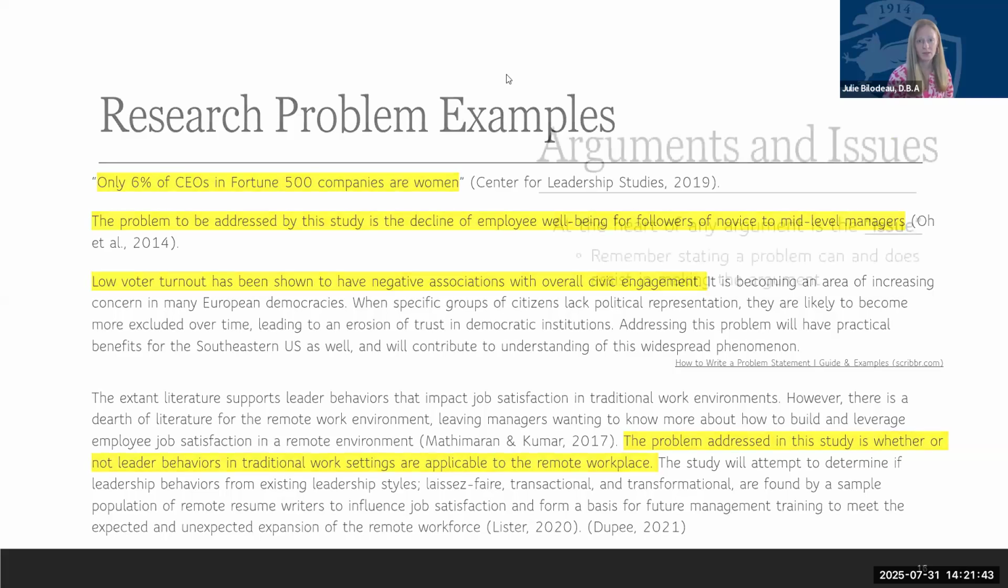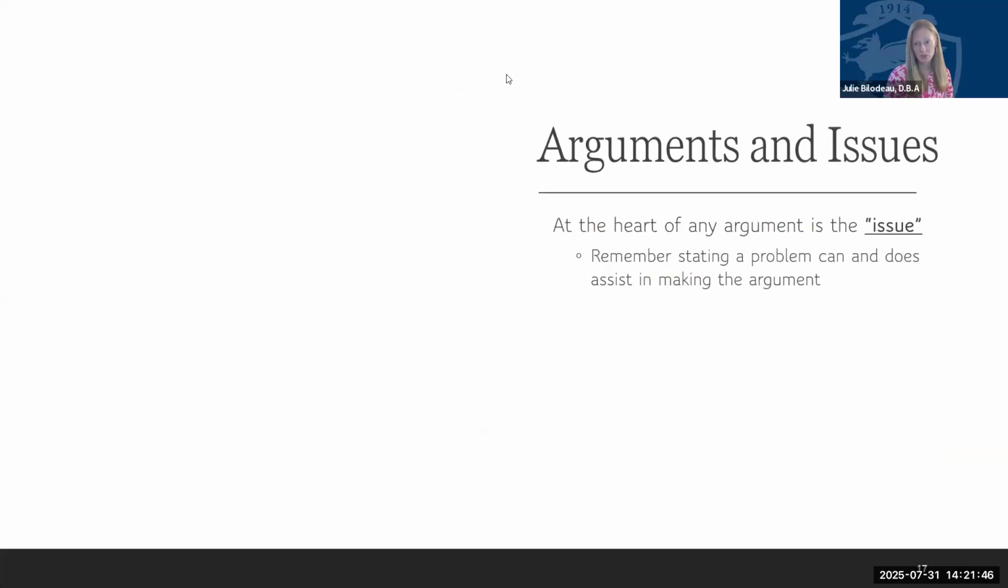All right, moving on here. So, arguments and issues. At the heart of any argument is the issue. And in this case, we're talking about the problem that we are going to be researching.